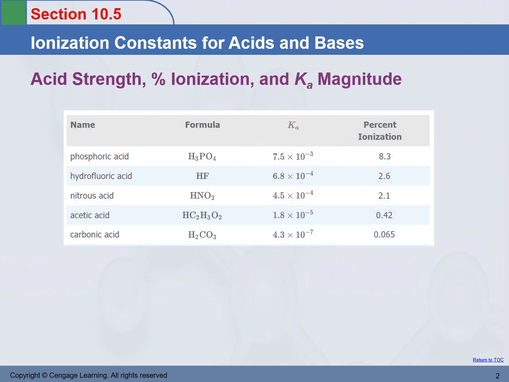Here are some data for the Ka value and percent ionization. As you can see, the greater the Ka, the higher the percentage of ionization, the stronger the acid.